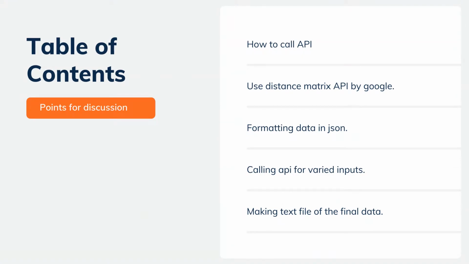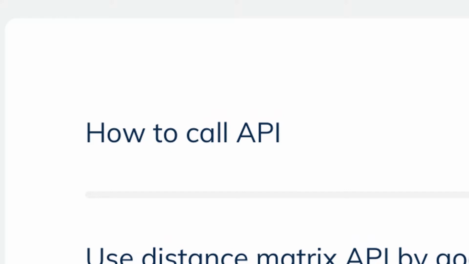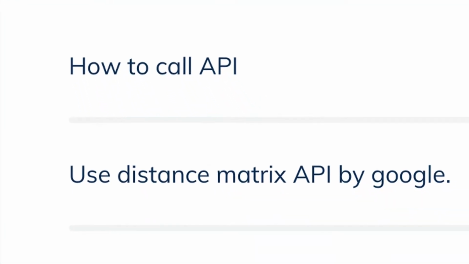So what we are going to learn today is how to call an API, using the Distance Matrix API, which is by Google. Technically speaking, we are going to Google it only, but not us. Our program is going to call Google and ask them, please give me the distance and the duration between two places.